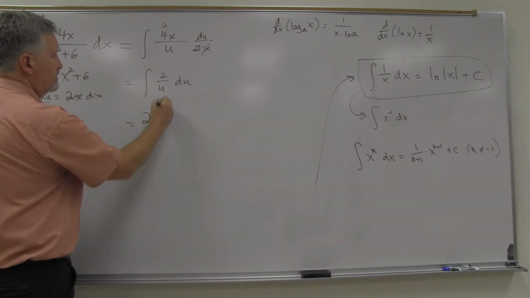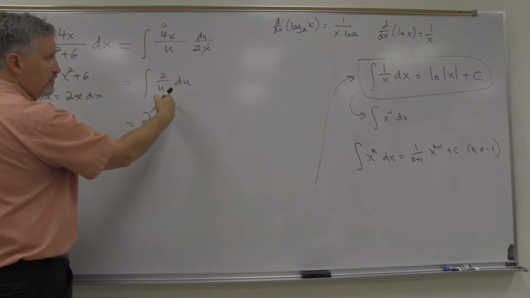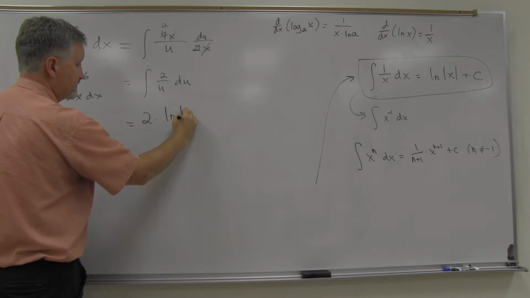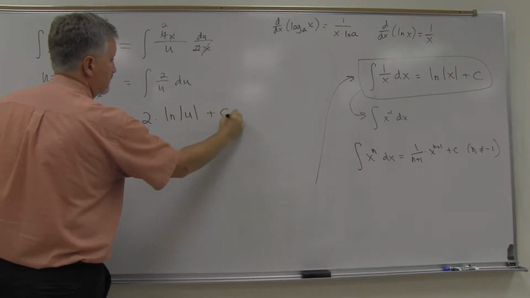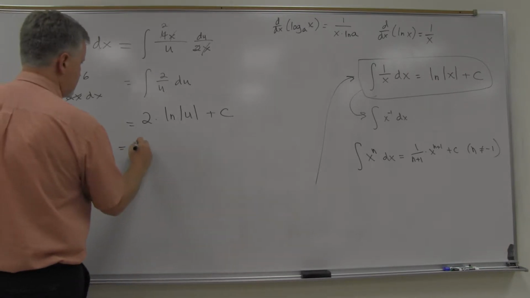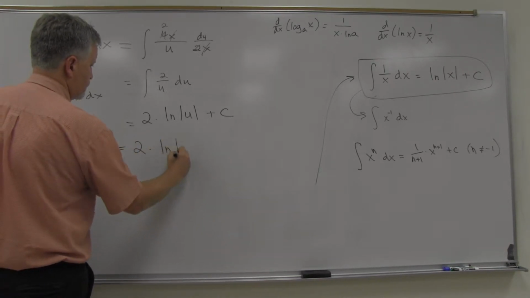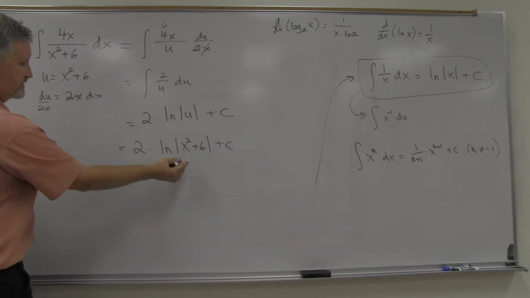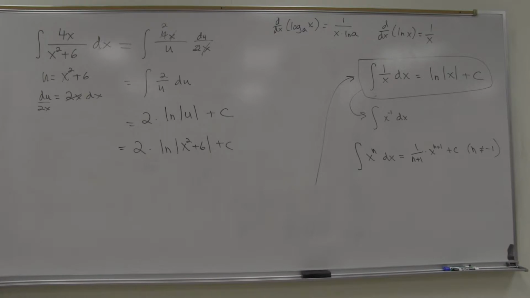So it'd be 2 times that 1 over u, so the antiderivative is ln of u, right? ln of the absolute value of u. And then it's indefinite, so we add the plus c there. With me there? All right, now go back and resubstitute what u is. Wasn't u x squared plus 6? So make that. So that's a pretty good answer.